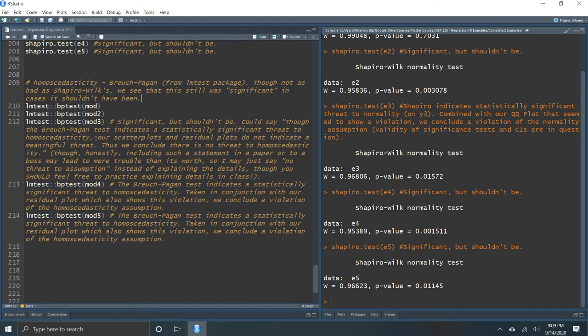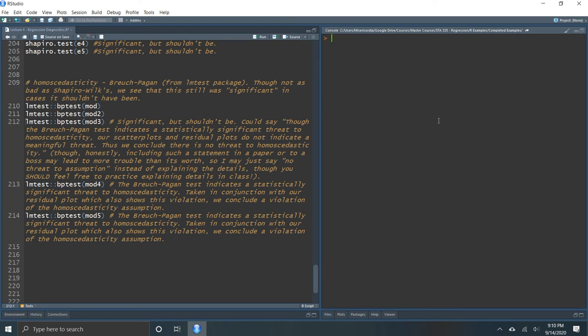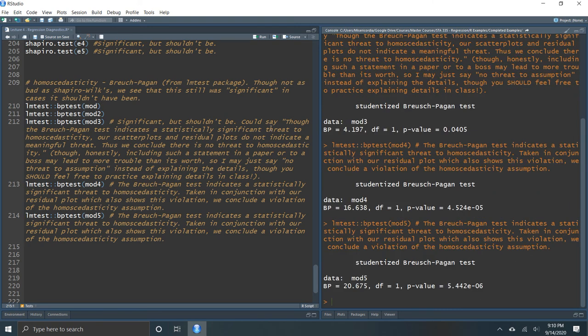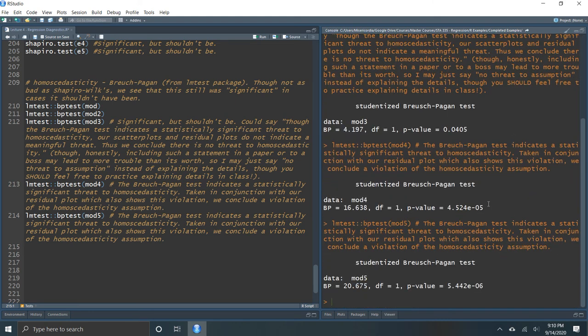All right, for our last test, we have the test of homoscedasticity. We'll run the Breusch-Pagan. Now, this one, I'll clear the screen with Control-L real quick. So this is from the package lmtest, and I'm going to run all these. What you'll see is, very similarly, we have a Breusch-Pagan test that indicates a statistically significant difference, even though there shouldn't be one.